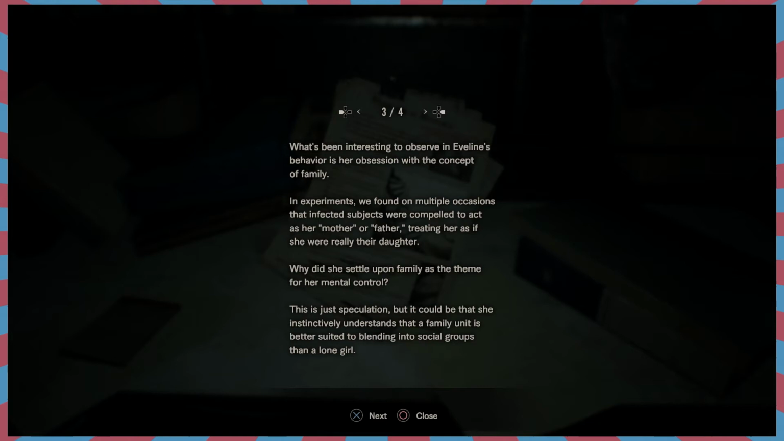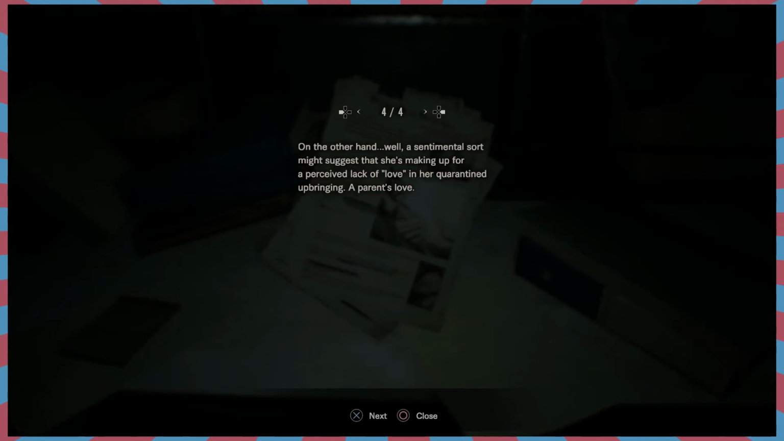What's been interesting to observe in Evelyn's behavior is her obsession with the concept of family. In experiments, we found on multiple occasions that infected subjects were compelled to act as her mother or father, treating her as if she were really their daughter. Why did she settle upon family as the theme for her mental control? This is just speculation, but it could be that she instinctively understands that a family unit is better suited for blending into social groups than a lone girl. On the other hand, a sentimental sort might suggest that she's making up for the perceived lack of love in her quarantined upbringing. A parent's love.